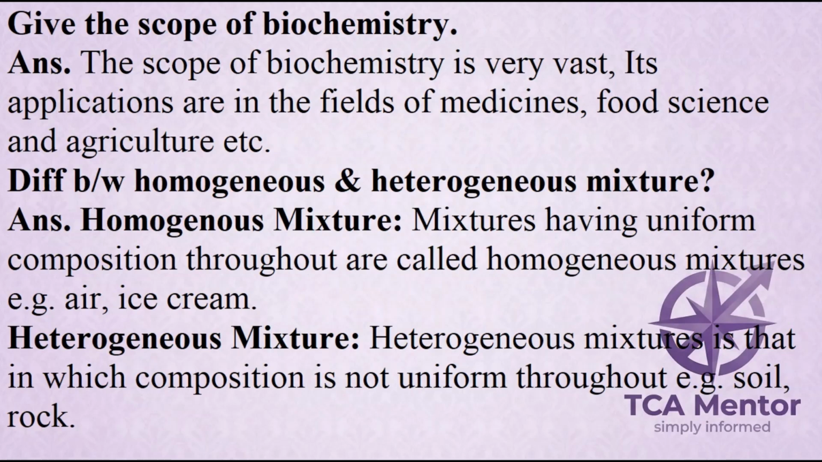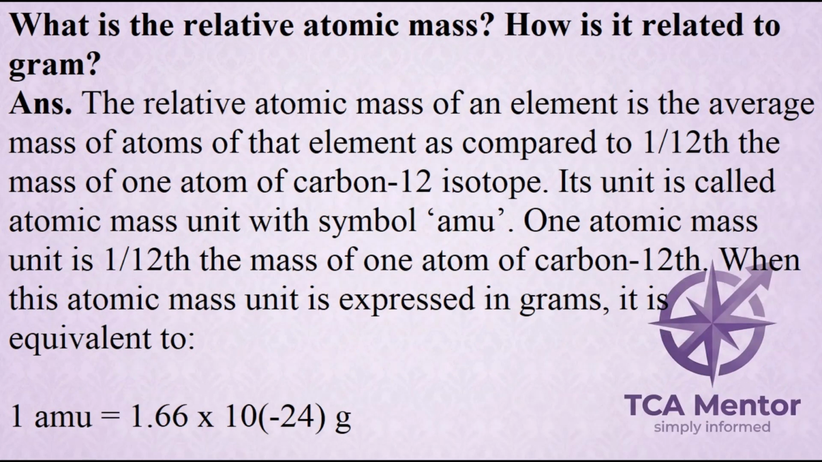How does a homogeneous mixture differ from a heterogeneous mixture? Answer: Homogeneous mixture. Mixtures having uniform composition throughout are called homogeneous mixtures, e.g. air, ice cream. Heterogeneous mixture. A heterogeneous mixture is one in which composition is not uniform throughout, e.g. soil, rock.